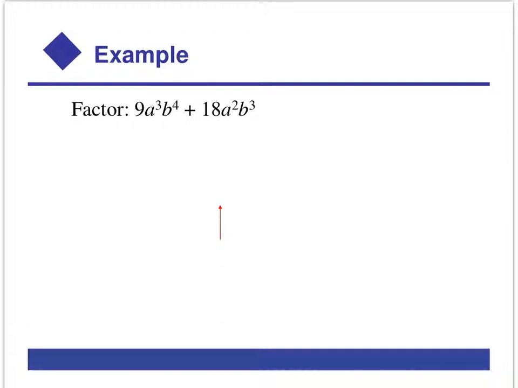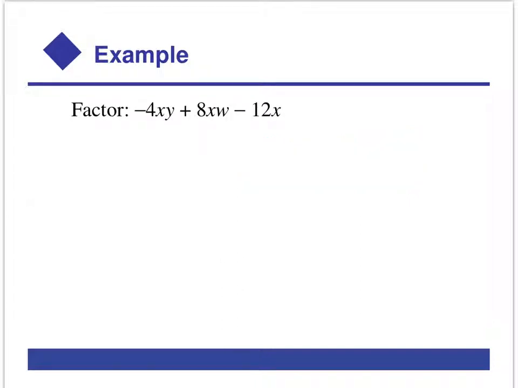So we're going to take out a 9A squared B cubed. And 9A cubed B to the 4th is going to leave us A B, and then 18 divided by 9 is going to leave us a 2, and then the A squared and the B cubed go away, and that's our final answer.